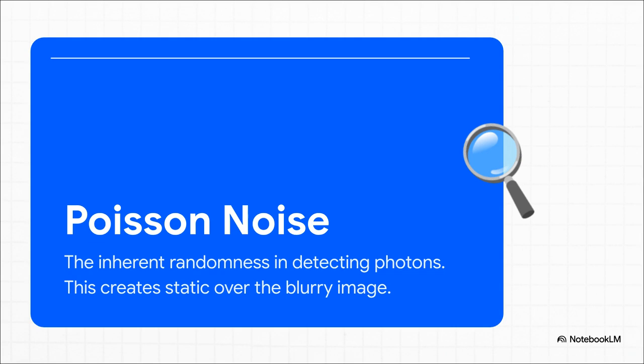And the very last step in this degradation process is noise. See, light is made of photons, and actually detecting them is a random process. So even if a source is emitting light perfectly steadily, the number of photons that hit each pixel on your camera sensor will just fluctuate randomly. This is called Poisson noise. It's like throwing a layer of random static over our already blurry image, which of course makes the whole problem even harder to solve, right?